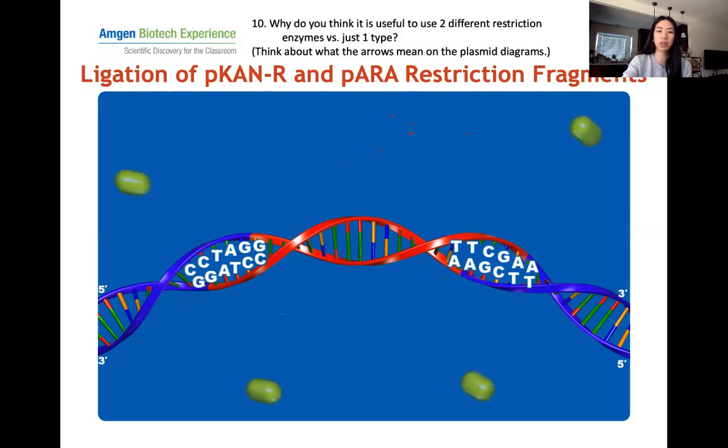The next question for you to answer is number 10. Why do you think it is useful to use two different restriction enzymes versus just one type of restriction enzyme? So my hint for number 10 would be, think about what the arrows mean on the plasmid diagrams. Earlier, I had you answer what those arrows, the directions, mean. Why would it be useful that we have two different restriction enzymes versus using the same type of restriction enzyme on both ends?